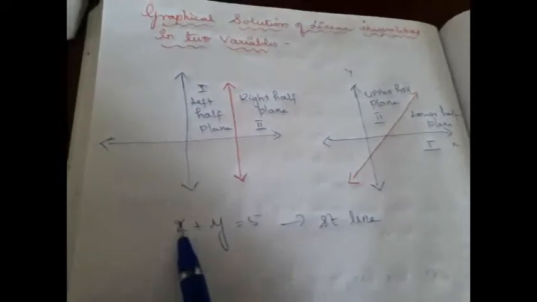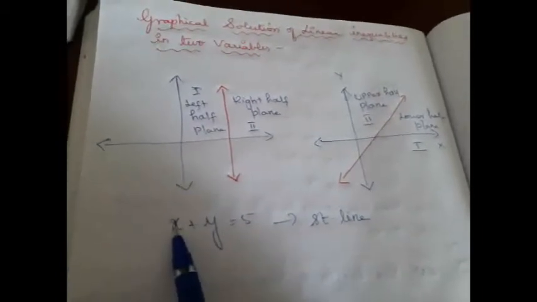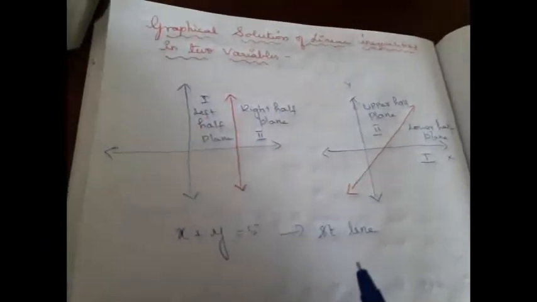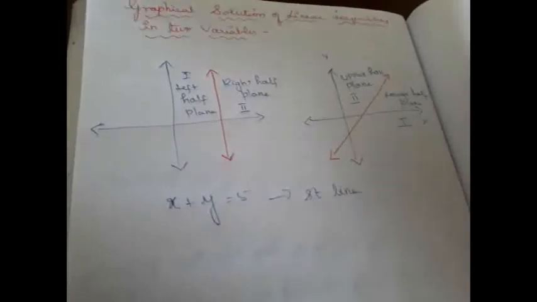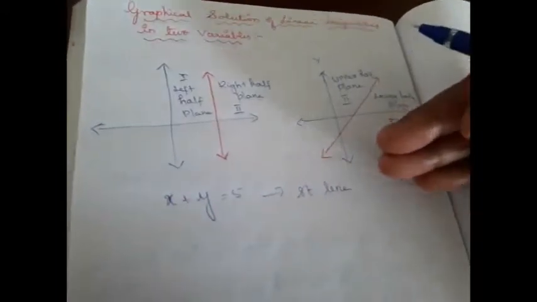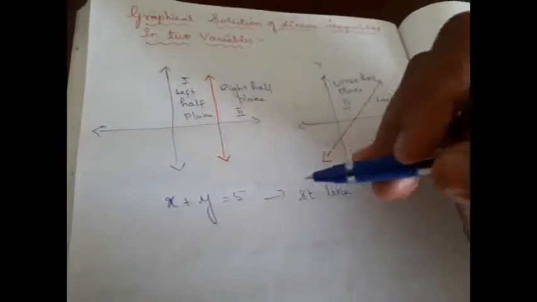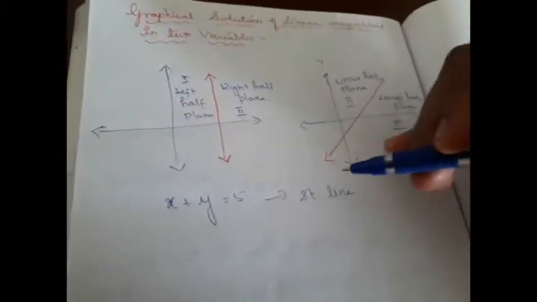And how will you draw this line on the Cartesian plane? We will assume some values of x, find the corresponding values of y, and then plot them in the graph. Obviously we will get a straight line, we will join it, right? So that's how we represent it graphically. And what will be the solution of this? A linear equation in two variables will have infinitely many solutions, because every point on the line will be a solution of this equation. For every value of x we can find a corresponding value of y. So a linear equation in two variables will have infinitely many solutions, right?